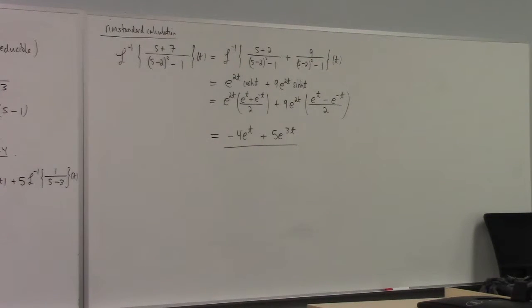Because a half plus 9 halves is 10 halves, which is otherwise known as 5. So that's 5 e to the 3t. And then you've got a half minus 9 halves, otherwise known as minus 8 halves, otherwise known as minus 4.